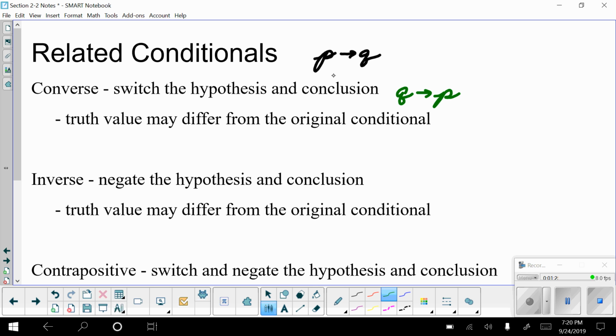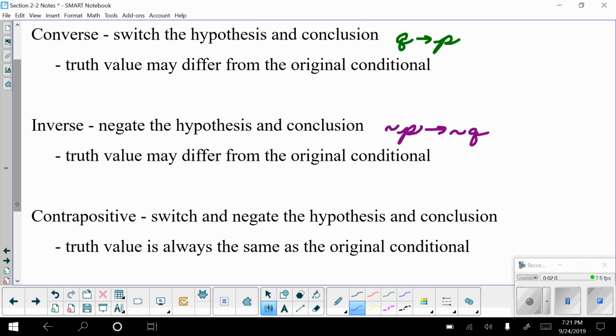For the inverse, I'm not going to switch the hypothesis and conclusion places. I'm going to negate them. So instead of saying if P, then Q, it would be if not P, then not Q. And this is the one that usually causes the most trouble. The truth value for the inverse also has absolutely nothing to do with the truth value of the original statement. I have to figure out the truth value of the inverse on its own, without even thinking about the truth value of the original conditional statement.